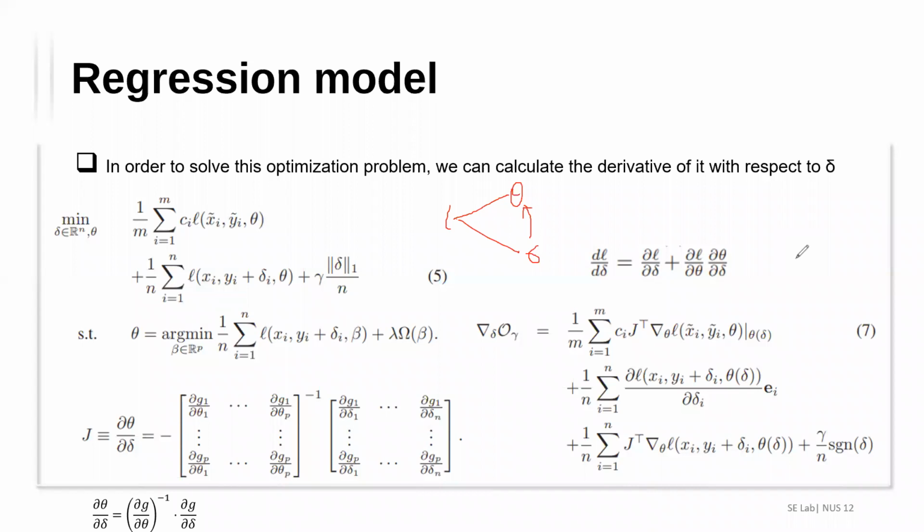So let me check it. Maybe I missed the equations here. So where is L? Let me point something out. L is just this optimization objective. This is dL over d theta, and the d delta, right? The d delta, oh, d delta, yeah. And where is the dL?